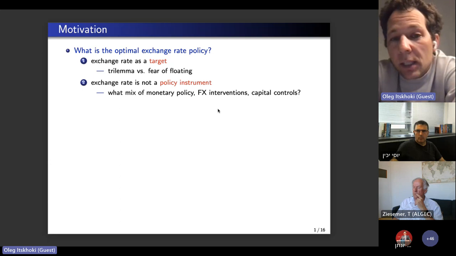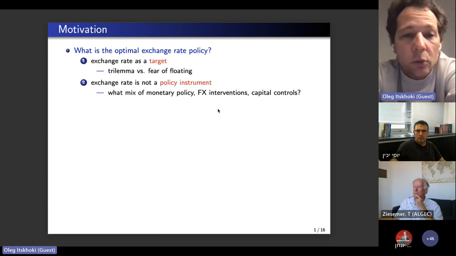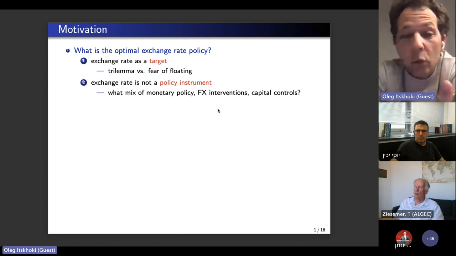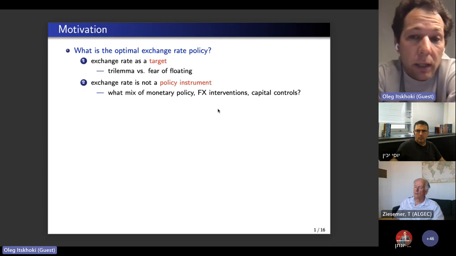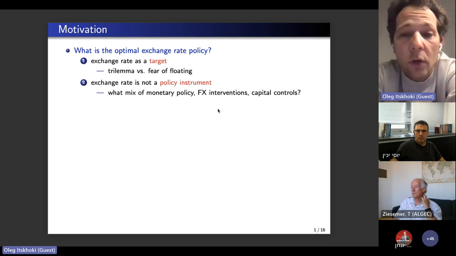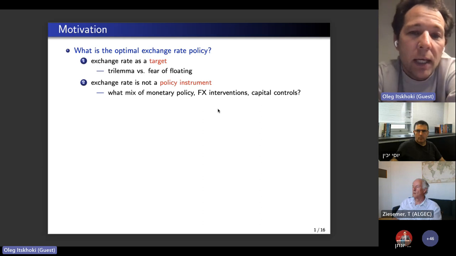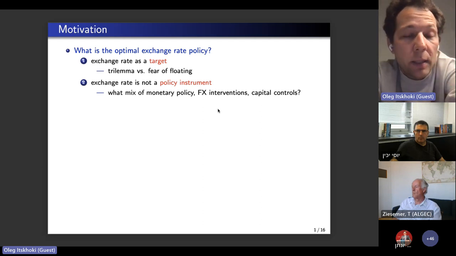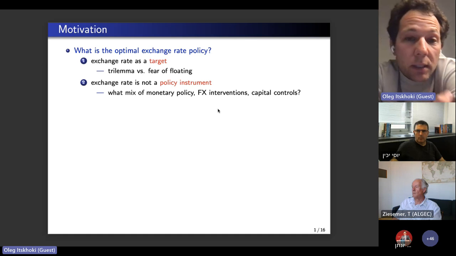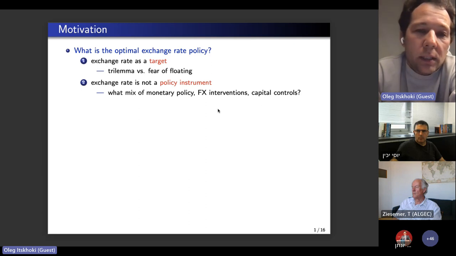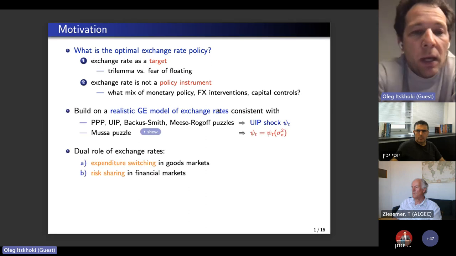And on the other hand, the exchange rate is not a policy instrument, right? The policy instrument could be FX intervention, for example, open market operations, the interest rate that the central bank targets, or some form of capital control. So these are all instruments. The exchange rate is an intermediate target. It's not the final target of policy, and it's not the instrument that the central bank uses. It's an endogenous variable that could be targeted, but then the question is, under which circumstances would the central bank want to target specifically the exchange rate?